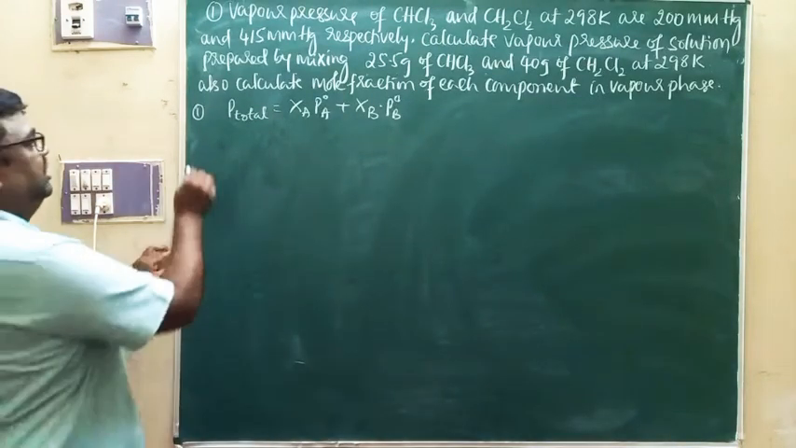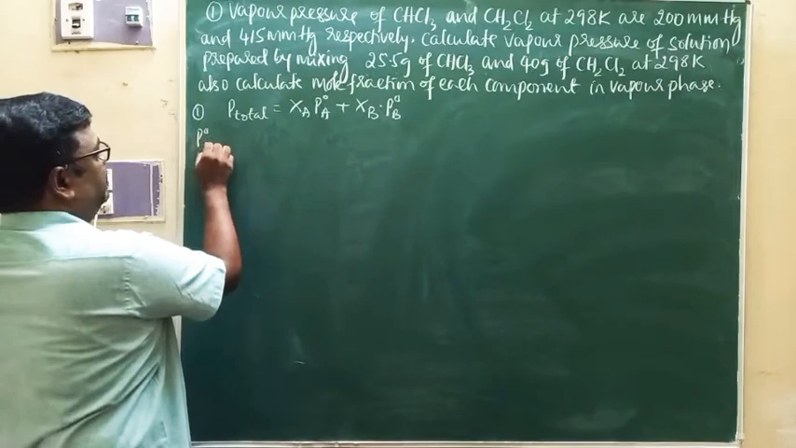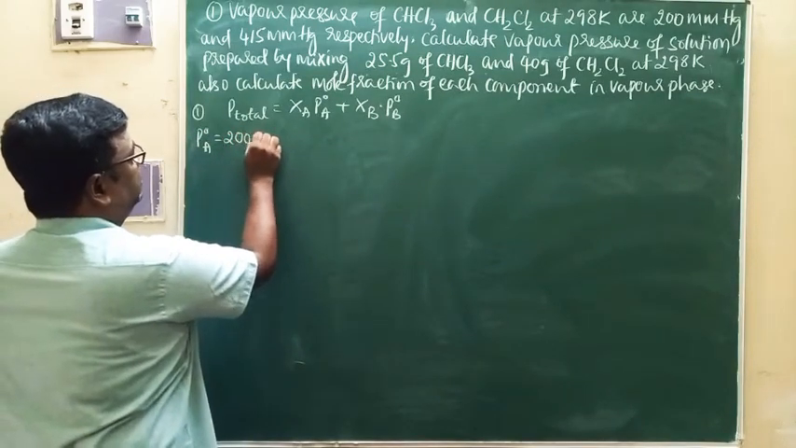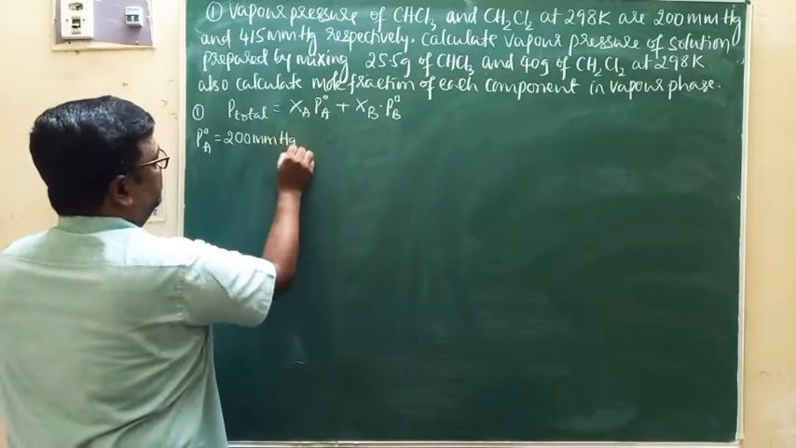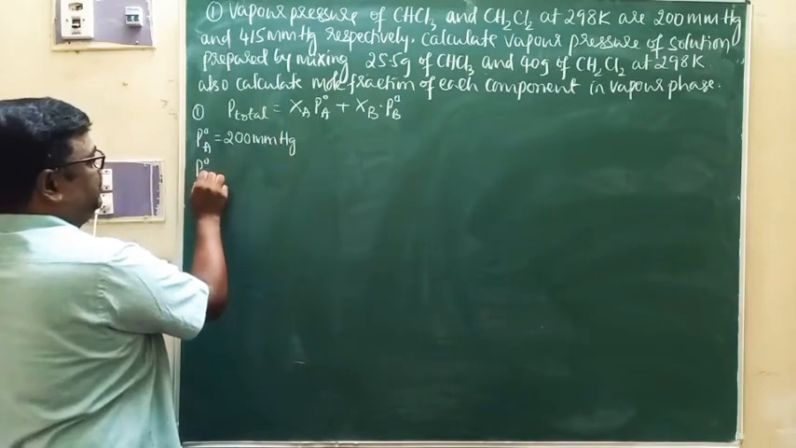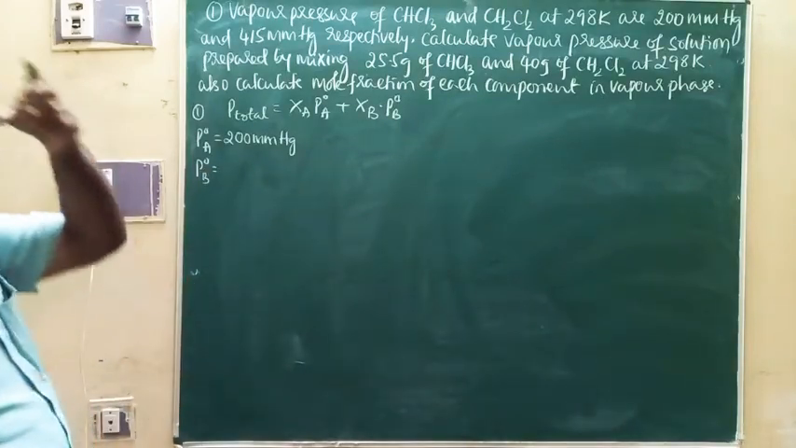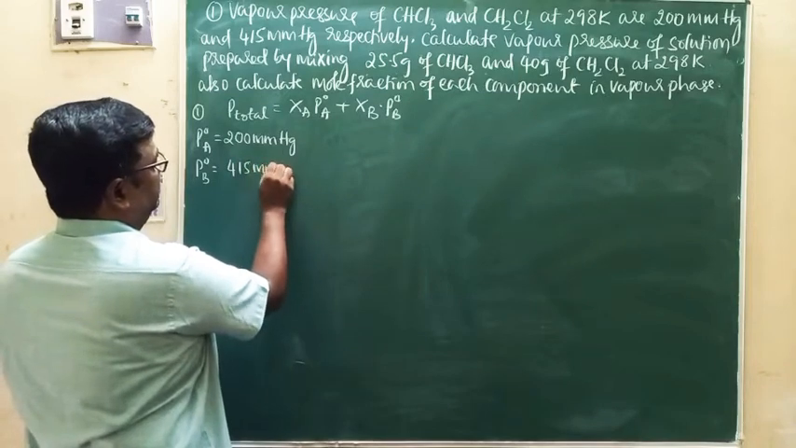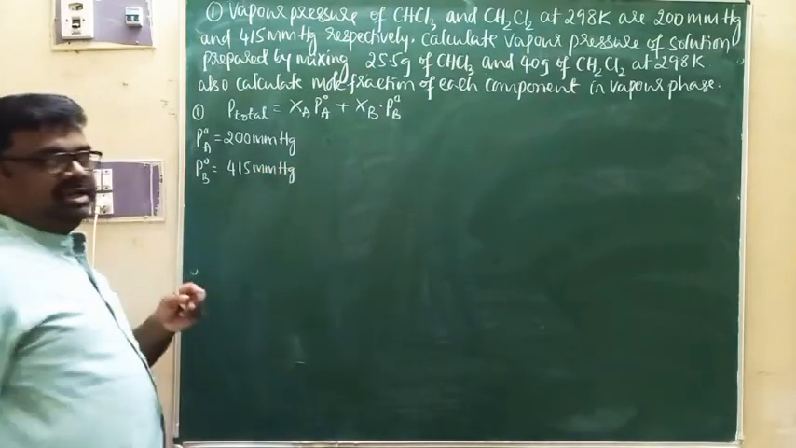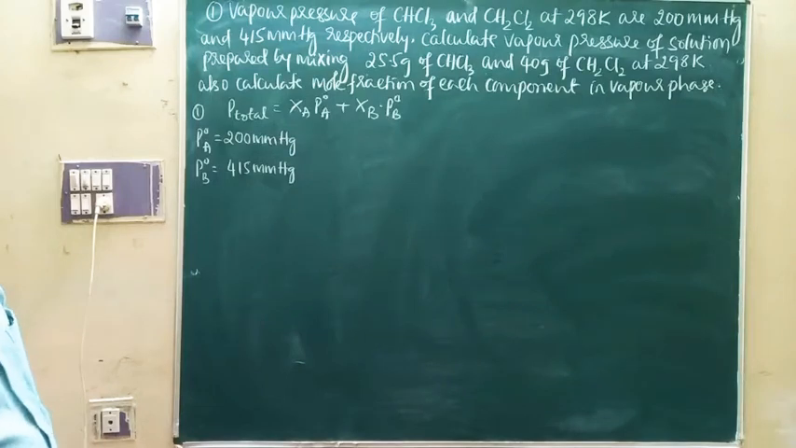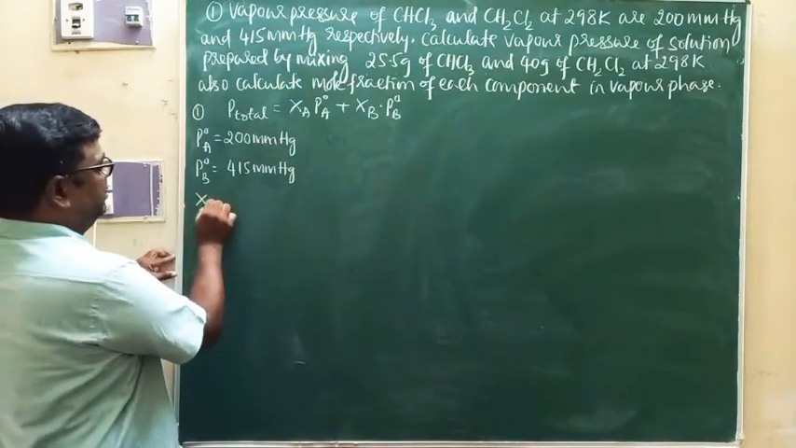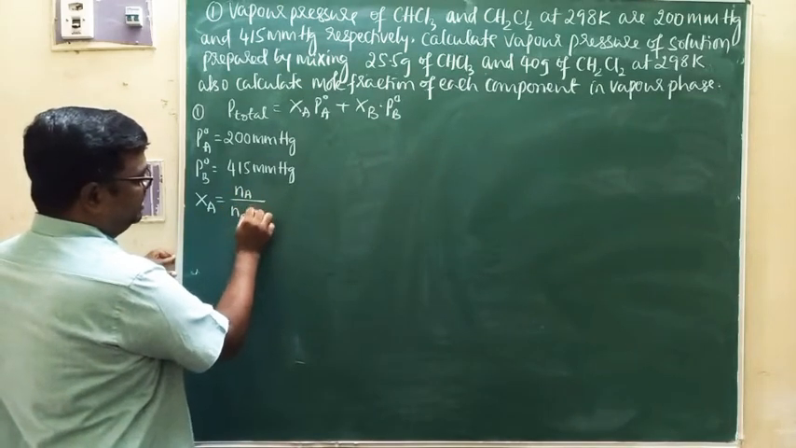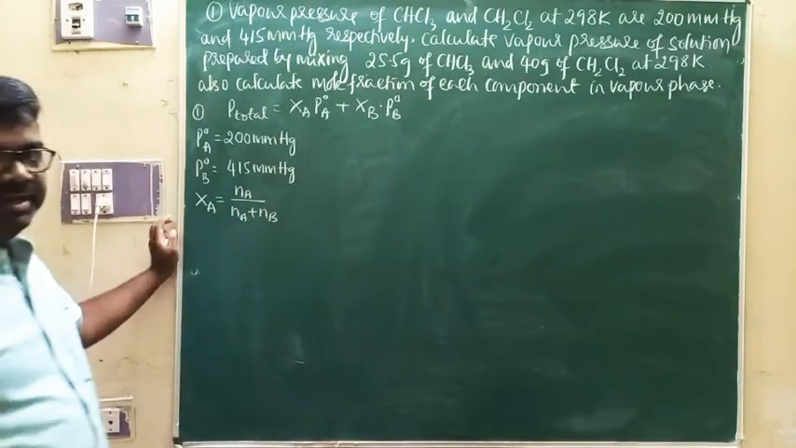Here P naught A is given. Vapor pressure of pure chloroform is given, that is equal to 200 millimeters of mercury. Vapor pressure of pure dichloromethane, that is P naught B, is given, and that is 415 millimeters of mercury. The millimeter of mercury is a unit of expressing pressure. Then you are supposed to calculate XA, that is equal to Na divided by Na plus Nb.